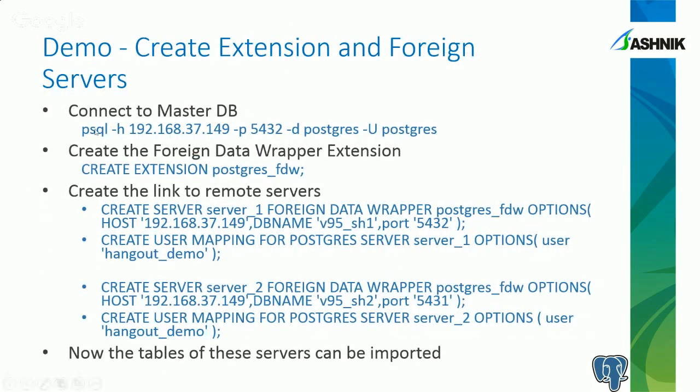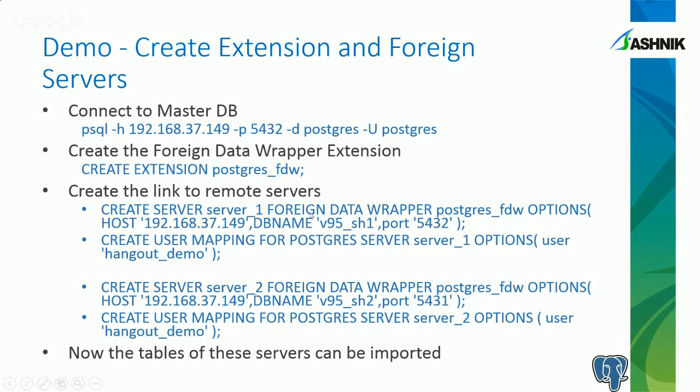Now, the first step is to connect to the master database and create an extension. So you see here, there is a create extension command that I need to fire. This create extension would create a foreign data wrapper extension called Postgres FDW. Once this extension has been created, I can add servers of type Postgres. So here in my second step, I'm creating a server with Postgres FDW, and I have to specify various options for the host, database name, and port. Basically, all the details to connect to the server.